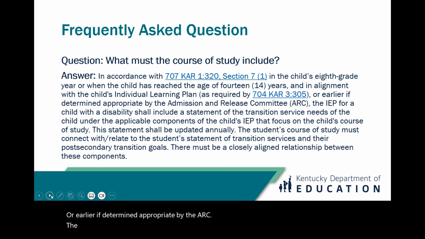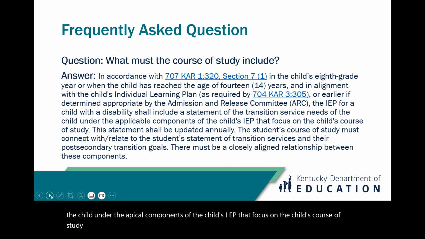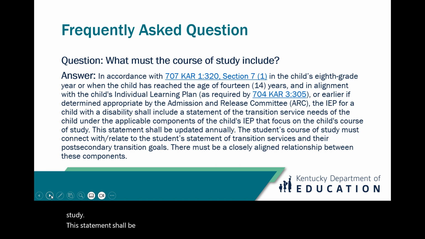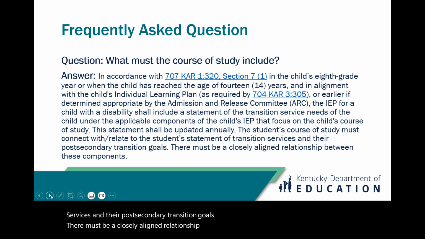The IEP for a child with a disability shall include a statement of the transition service needs of the child under the applicable components of the child's IEP that focus on the child's course of study. This statement shall be updated annually. The student's course of study must connect with, relate to the student's statement of transition services and their post-secondary transition goals. There must be a closely aligned relationship between these components.